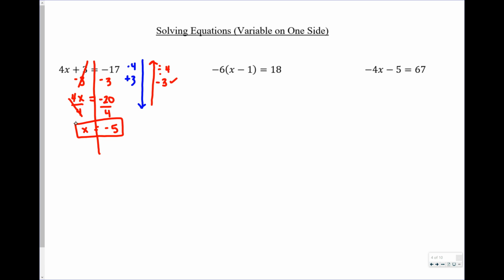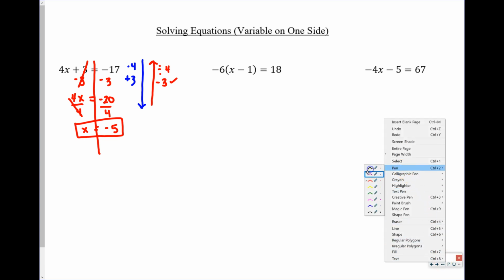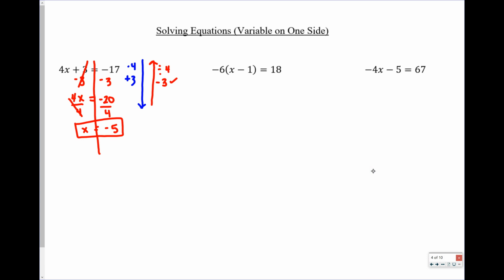Okay? All right, the next one has a new thing, and it's got a set of parentheses. Now, this should not be unfamiliar. Okay? We just have to always distribute with parentheses.